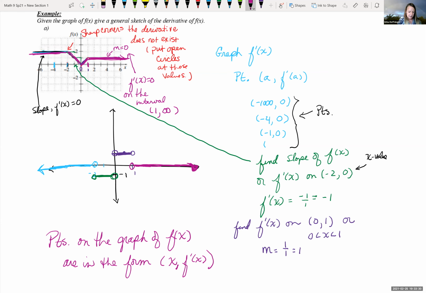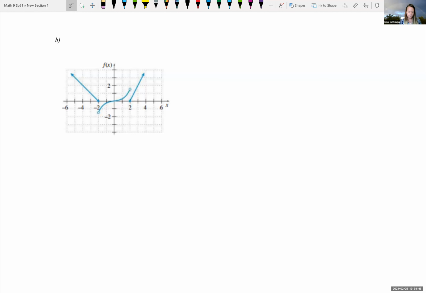So let's look at another example where that might not be as simple, but we can do it. And again, practice is always helpful. Okay, so here's another example where we're given the graph of f of x and we want to graph the derivative function.